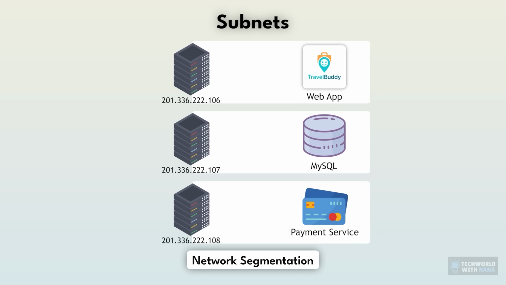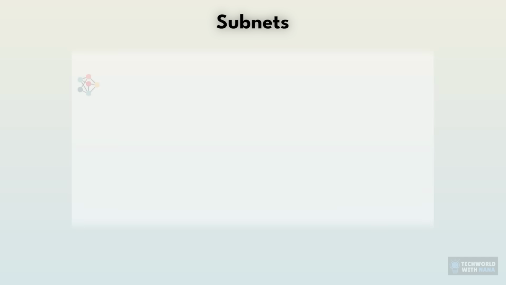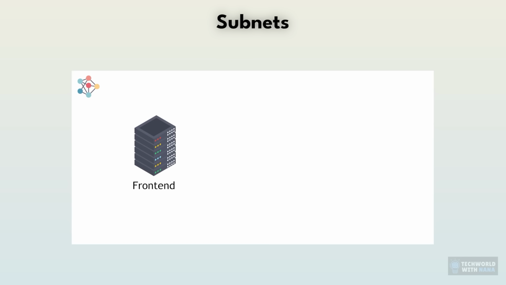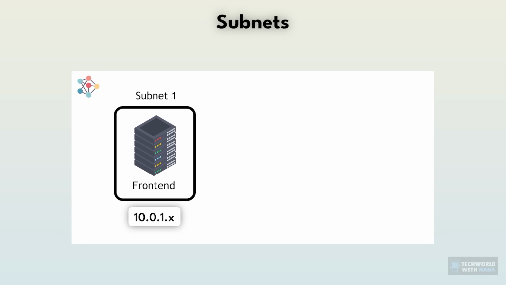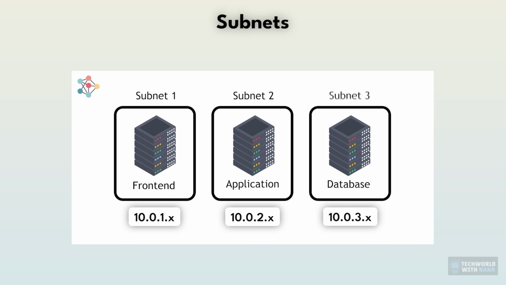And subnets let us divide our network into separate sections. Think of it like a hospital that has different floors and wings for different types of patients, like maternity ward on one floor, surgery on another, to keep things cleanly separated. We do the same with our network. Let's say our front-end servers, which are public-facing, go in subnet A with this IP address range. Application servers go in subnet 2 with this IP address range, and database servers go in another subnet. So now our network is divided.